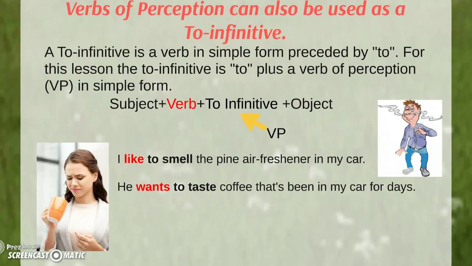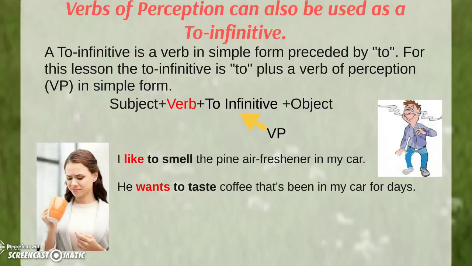Verbs of perception can also be used as a to infinitive. A to infinitive is a verb in simple form preceded by the word to. For the purpose of this lesson, the to infinitive is the word to plus a verb of perception in simple form. The sentence should look as follows: subject plus verb plus the to infinitive, which is our verb of perception, plus an object. Here are a few examples.